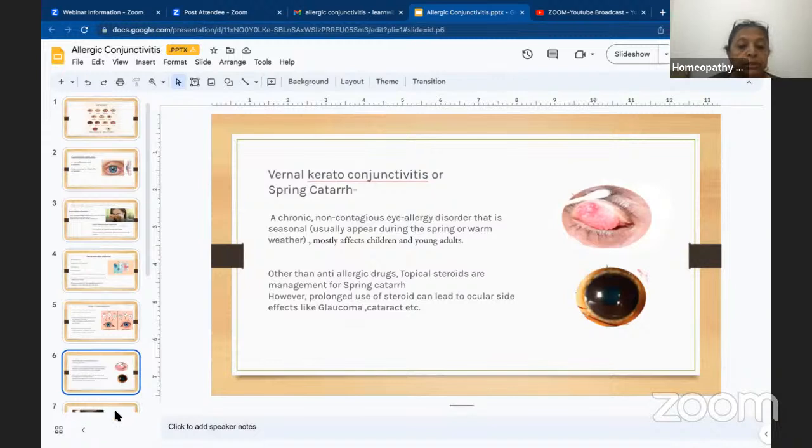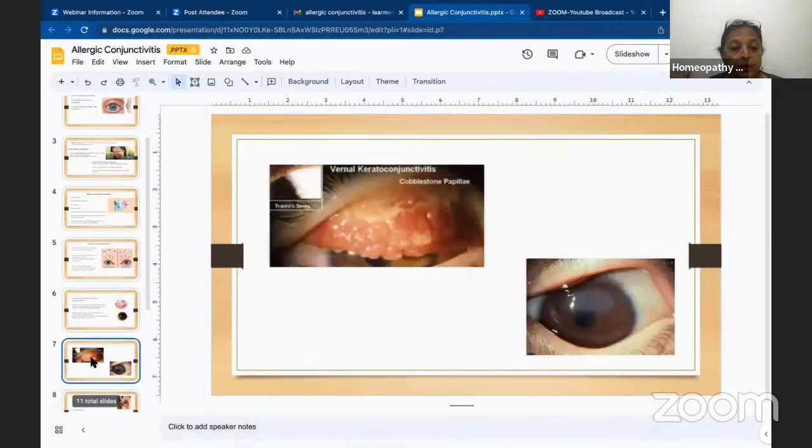And usually if you see them in this clinical condition, lots of papillae are there in the conjunctiva. Here you can see all that small nodules in the palpebral conjunctiva. Nodules are there, and these nodules can rub on the cornea and can lead to corneal ulcer.